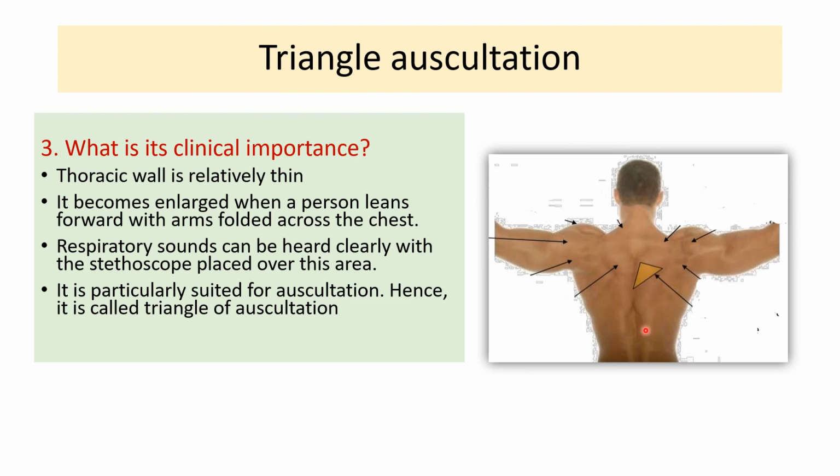The respiratory sounds can be heard clearly with the stethoscope, which is being placed over this area. So it is suited for auscultation. Hence it is called triangle of auscultation. So by looking at the dissection images, you have learned about the muscles and the bone that is forming the boundaries for triangle of auscultation and its clinical importance.